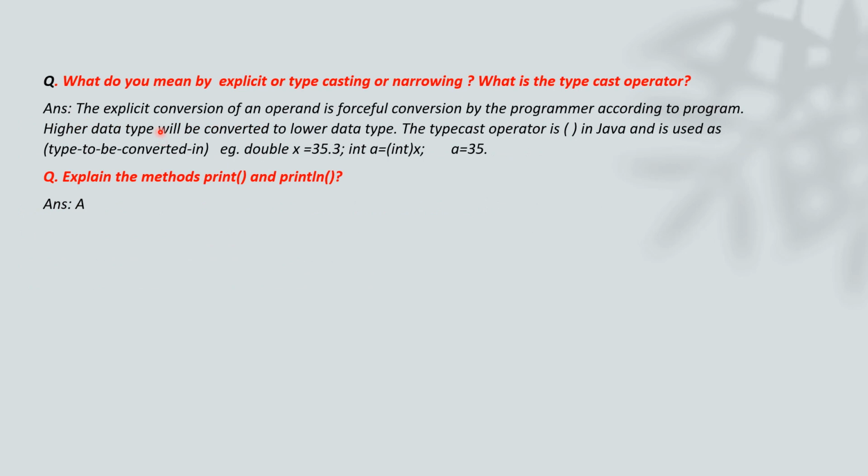Now coming to explicit conversion, or forceful conversion by the programmer, of higher data type into smaller. In this case, the typecast operator has to be used and loss of data is possible. For example, double into int. Double means 8 bytes and int means 4 bytes. So double x = 35.3, and if we try to convert int a = (int) x, the integer part of x will be stored. That means 35 will be stored in a and 0.3 will be lost. So take care to compare explicit and implicit conversion.